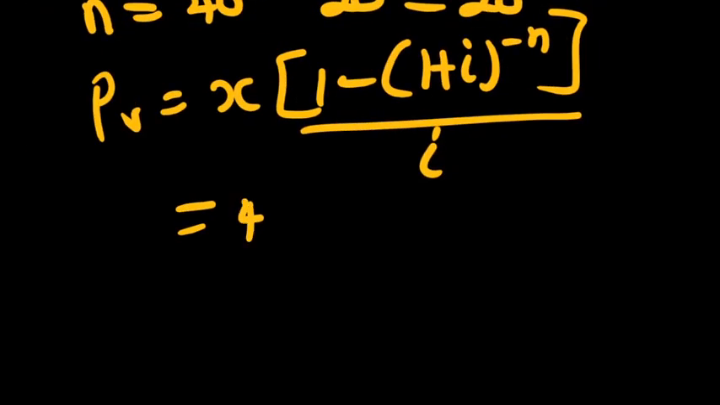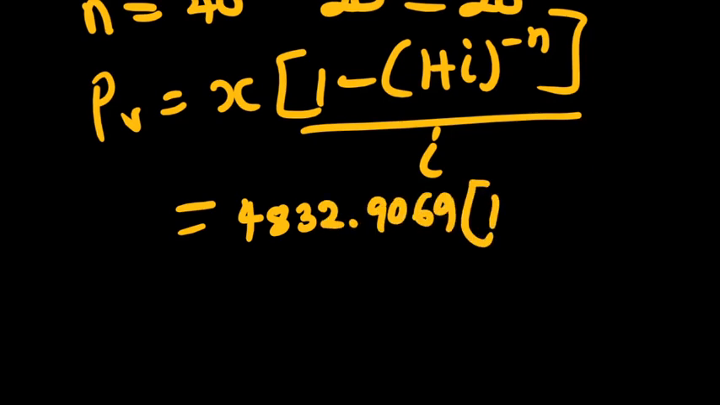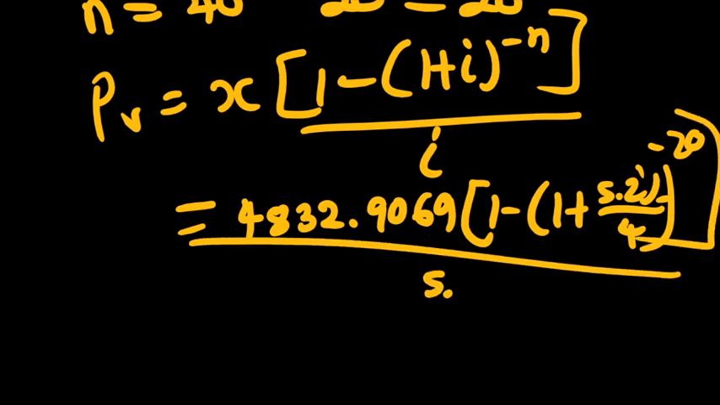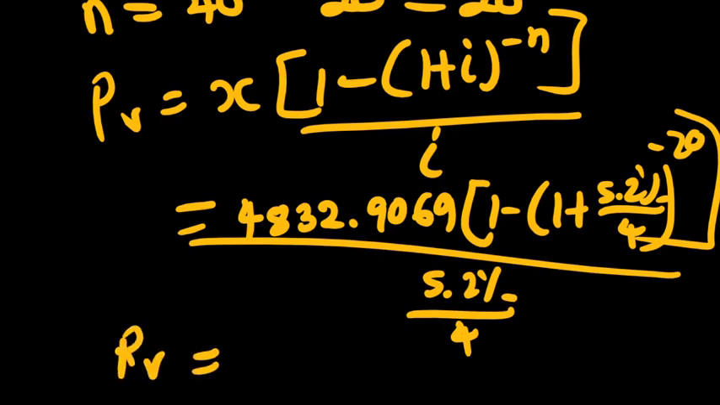It's 4,832.9069 into 1 minus 1 plus 5.2% all over 4 to the power of minus n, where remember the number of payments is 20, so let me just write 20 because it's what we found. And then you do this, you say 5.2% all over 4. Punch that through into your calculator. This PV, remember, is the outstanding balance in this case.